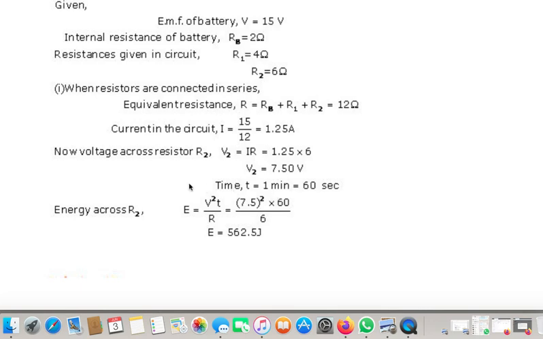Time is given as 1 minute and we have to find the energy across this resistor. So we all know E is equal to V square T upon R. V is 7.5, so it's squared, into T time. But always remember, time should be in seconds if we want to calculate energy in joules. So 1 minute is 60 seconds, so we have substituted that as the value of time. Upon resistor R2, it was 6 ohms, so that's 6. Work out the calculation, 7.5 into 7.5 into 10 it will be. Why? Because 6 1s are 6, 6 10s are 60. So multiply and we get 562.5 joule as the energy across the resistor R2.